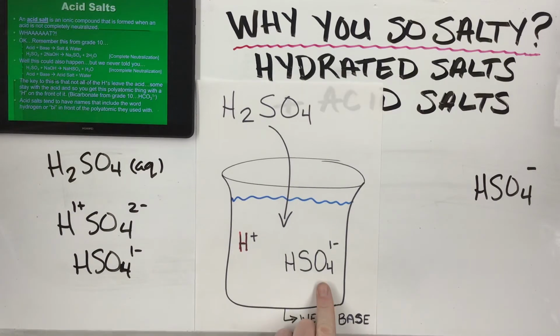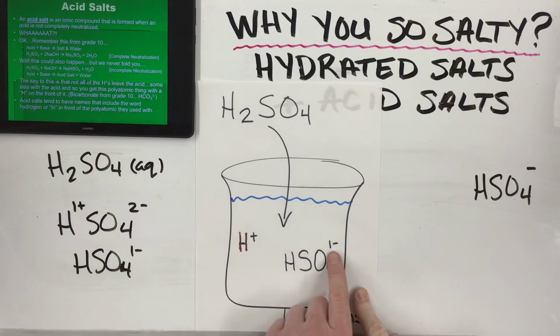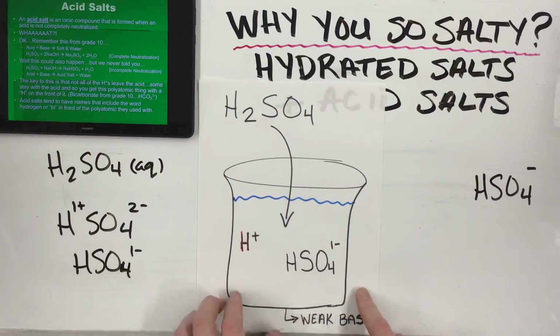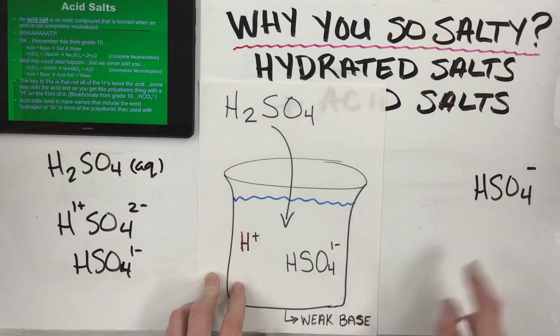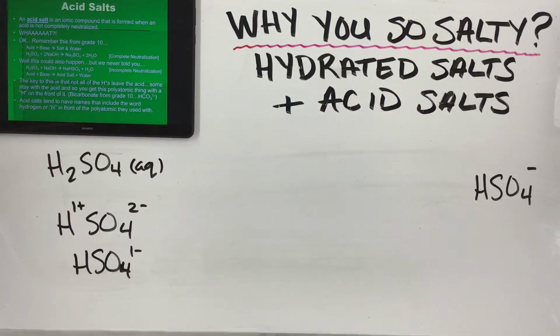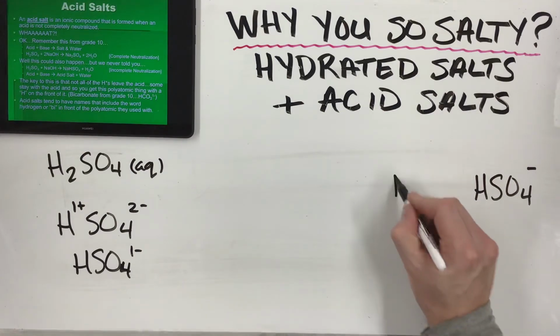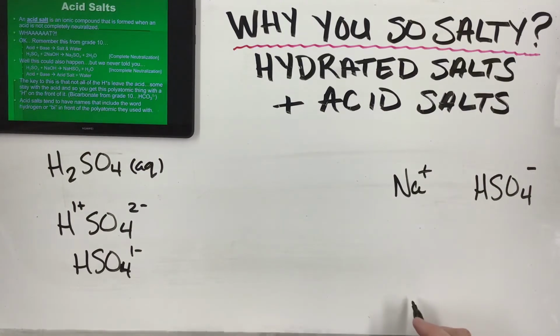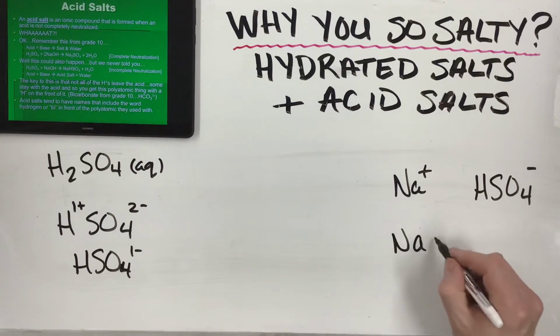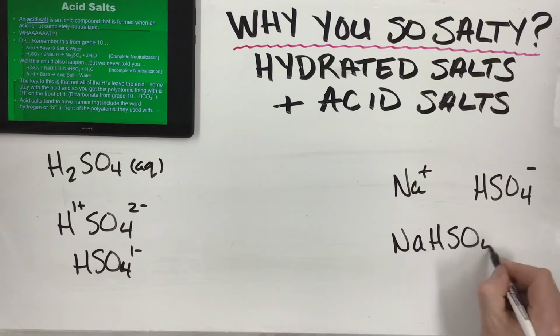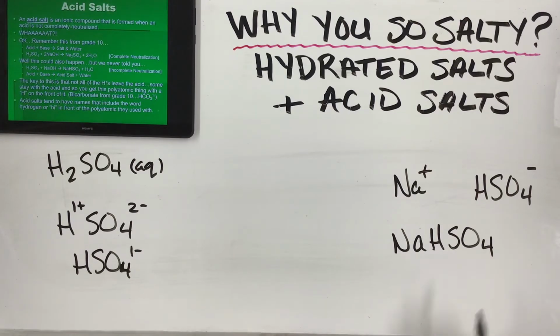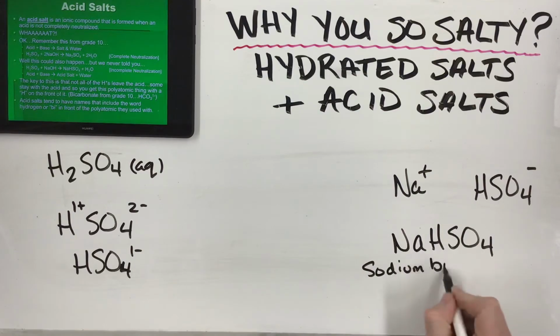So the charge on the bisulfate ion is 1 less than it is on the sulfate ion. Bisulfate's charge is 1 less than sulfate, which would be 2 minus. Now, this bisulfate ion is capable of going out and combining with something positive, like a sodium ion. And we'll end up with sodium bisulfate. Sodium bisulfate.